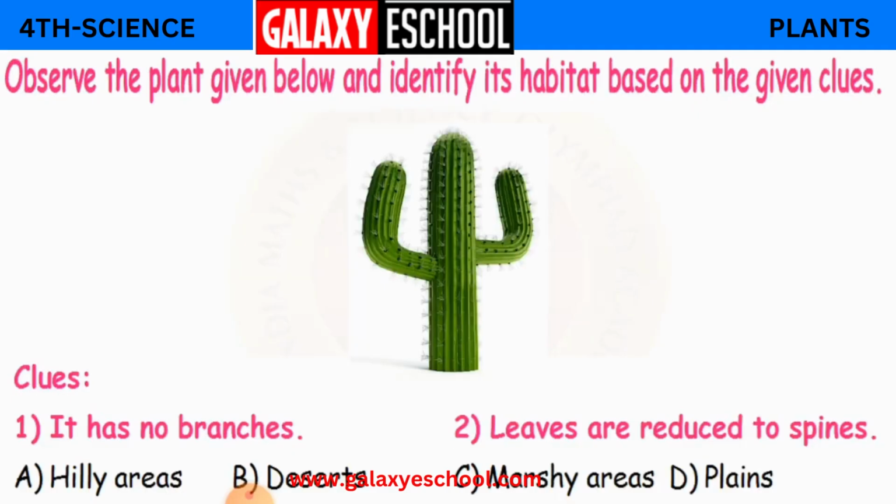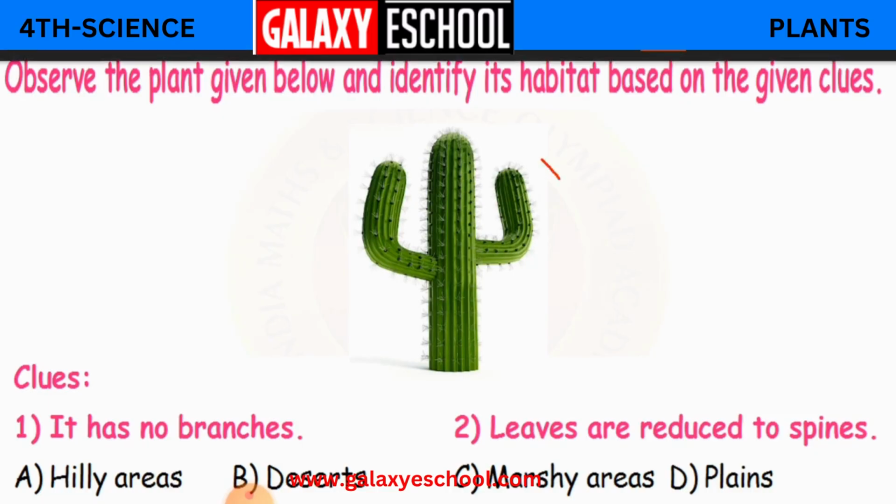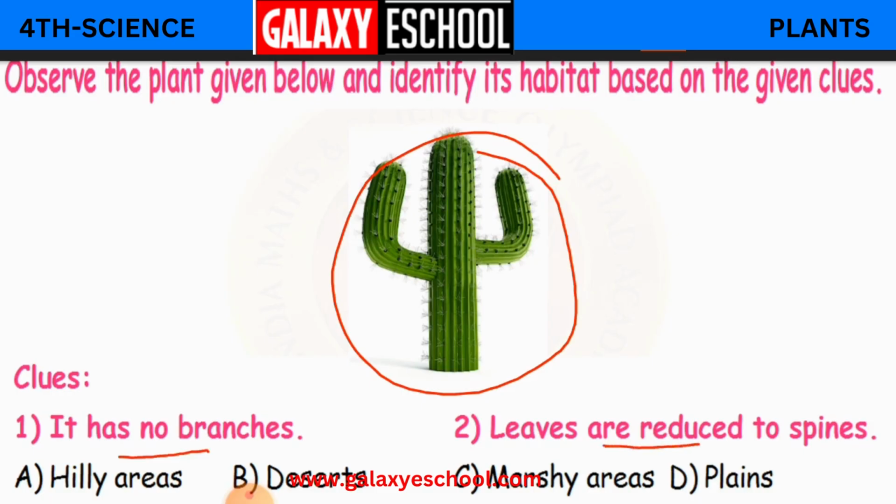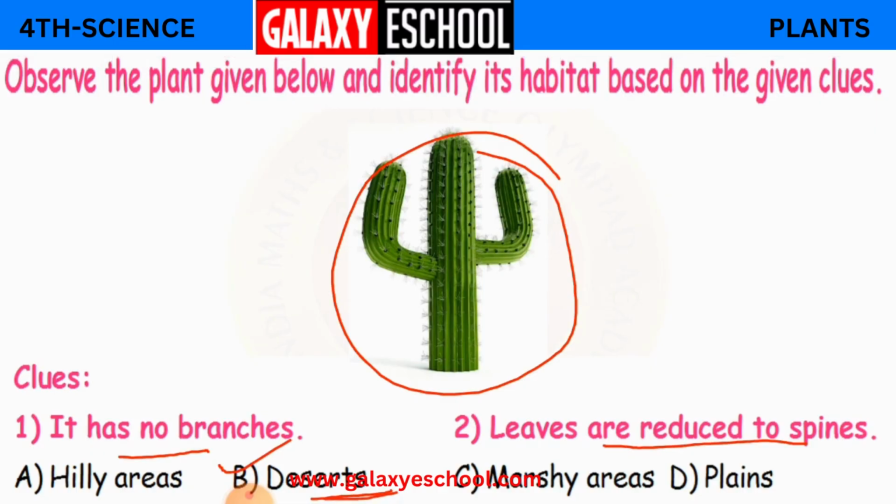Clear, children? Now the next question here. Observe the plant given below and identify its habitat based on the given clues. See here, what plant are you having, children? Like a desert plant. So here are some clues for us. So we have to just identify it. The clues are: it has no branches and the leaves are reduced to spines. As we already said, it is a desert plant. So it is B option. B option is the correct answer.